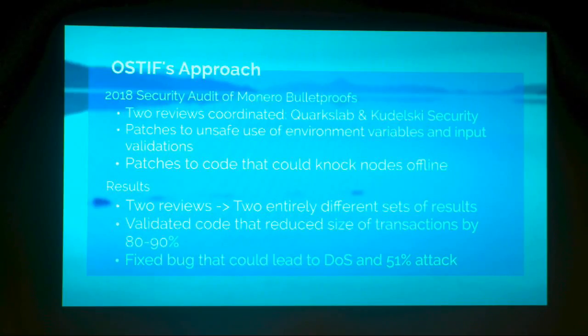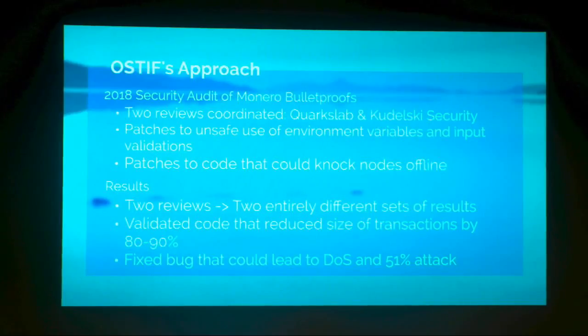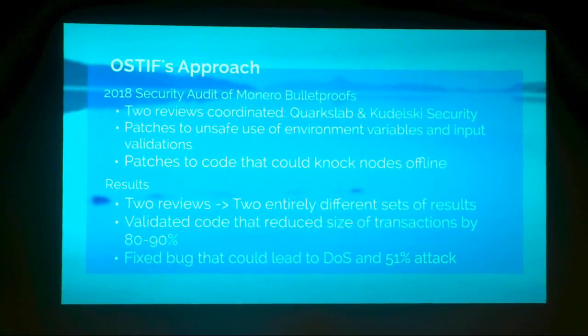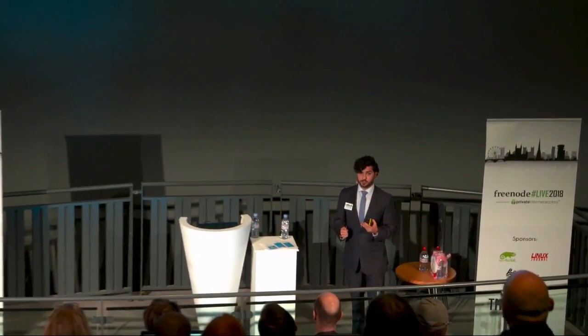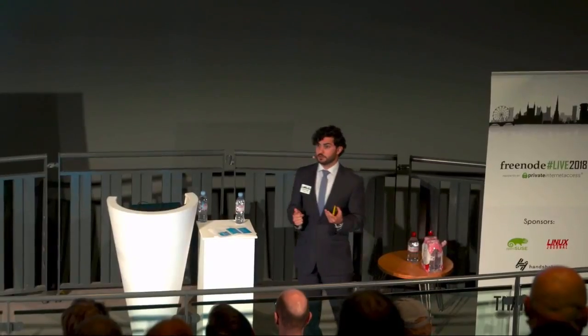And so when we look at the results, two reviews, we had two entirely different sets of results, which I think is a testament to the importance of diversity in this space and the importance of having different viewpoints and different groups reviewing software. Code was validated that reduced the size of transactions by 80 to 90%, potentially making them that much more efficient. And lastly, as I mentioned before, the critical bug that was patched could lead to a denial of service or what is known as a 51% attack.